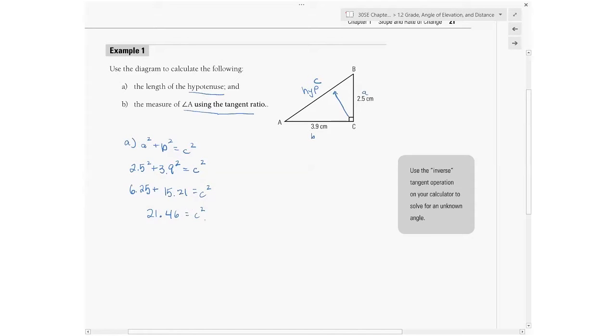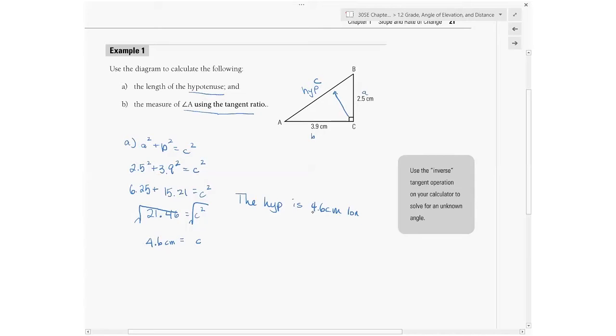Now the problem is we're not looking for c squared, we're looking for just c. So the very last thing we do in a Pythagorean theorem question is always take the square root. That was a really messy square root, but it's a square root nonetheless. So we're going to take the square root of 21.46, and we get a whole bunch of numbers, but we're going to give our answer to one decimal place at the end. So it's going to be 4.6. My units are centimeters. So the hypotenuse is 4.6 centimeters long.